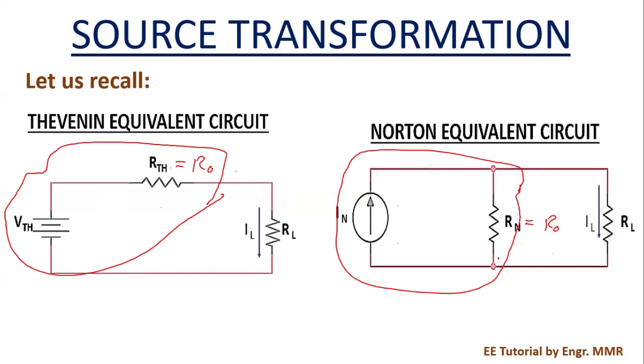If we look at the figure, the Norton equivalent circuit, if we try to transform the current source into a voltage source, then the VTH, when we express it in terms of IN, is simply equal to IN times RO. Likewise, when we want to transform the voltage source VTH and the RO into a current source, we simply have IN equals VTH over RO.